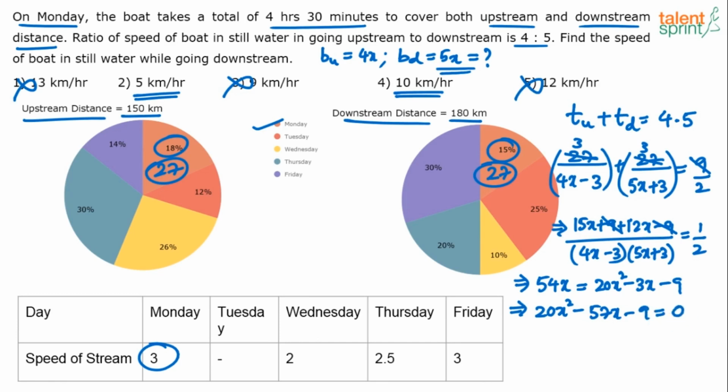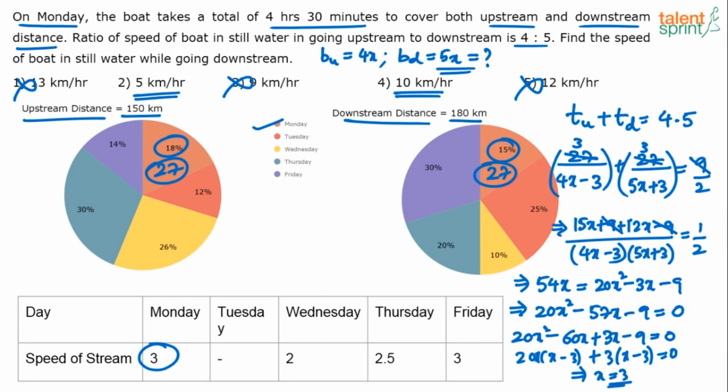So 20 times 9 is what, 180, right? How do we get 180 from 57? Minus 60 plus 3, I guess. So 20x squared minus 60x plus 3x minus 9 equals to 0. If you take 20x common, we get x minus 3. If you take 3 common, we get x minus 3. So x is either minus 3 by 20, which is not possible, or x is equal to 3.